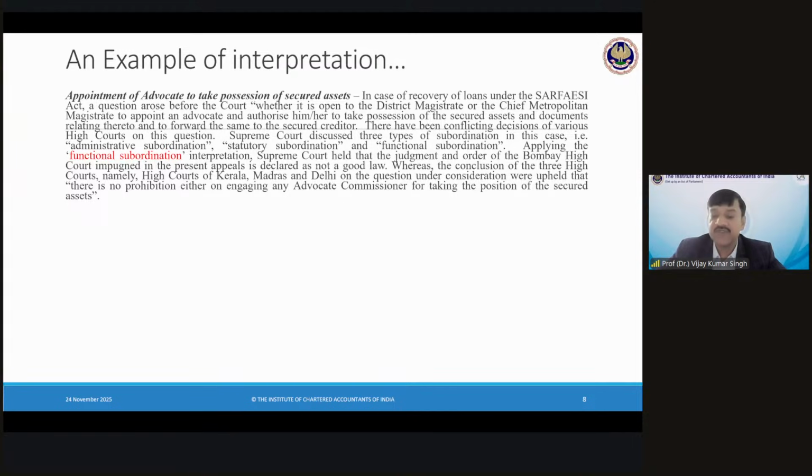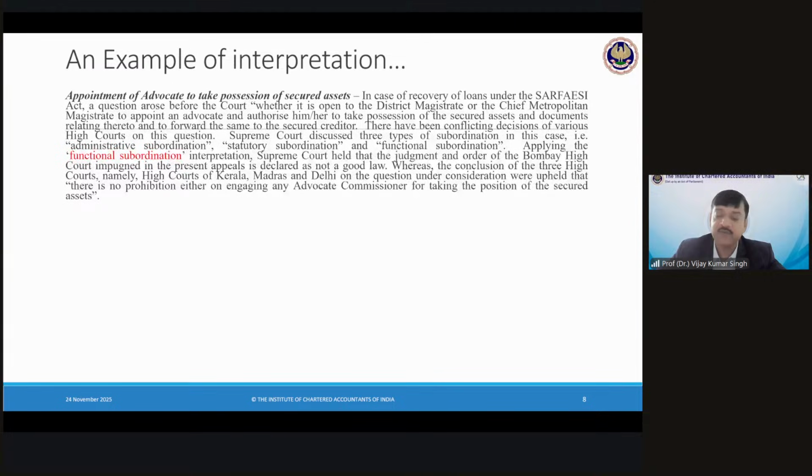Now, on this particular point, it may appear to be very simple, right? That DM has got the power, CMM has got the power to take into possession the secured assets and the documents and then hand it over to the creditor. But this is not that simple as it appears, because different courts or different high courts have interpreted this term in a different way. So there have been conflicting decisions of various high courts on this question.